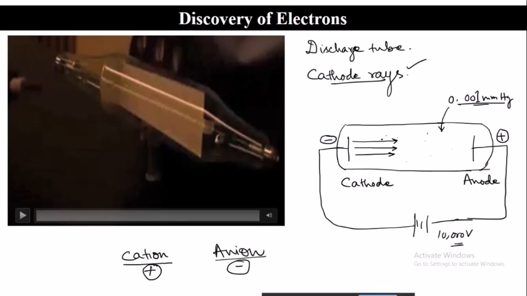From that you can also know the charge of these rays. So from that it is known that they have a negative charge. And in further experiments it was found that the mass of this electron is very negligible. So it is an electron beam, you can say.